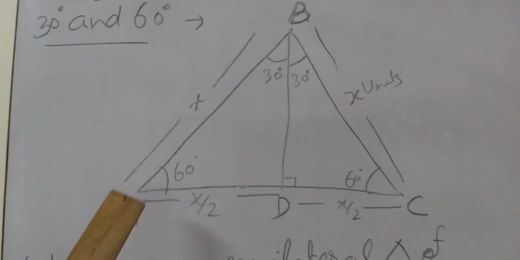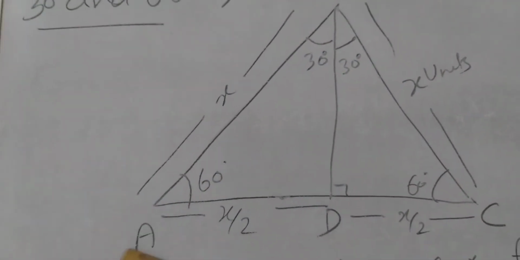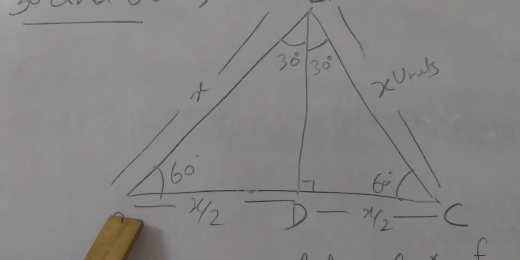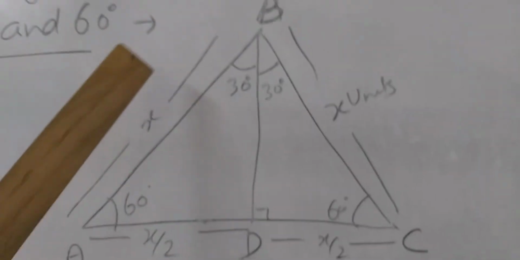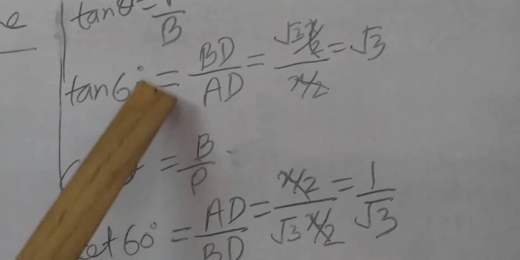Now students, in the same triangle ADB, we are going to find out cos theta. Cos theta equals B upon H. So for 60 degrees, students, AD is base and AB is hypotenuse. So X by 2 upon X. X cancels, 1 by 2. Okay students. Now tan theta. Tan theta equals P upon B. So tan 60 equals BD upon AD.